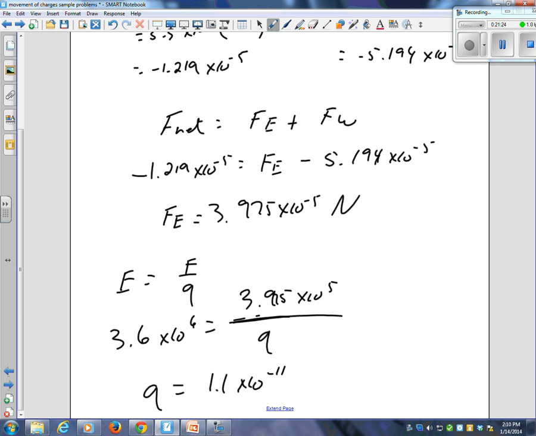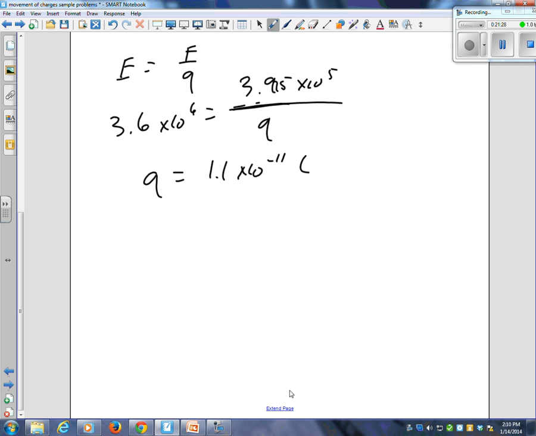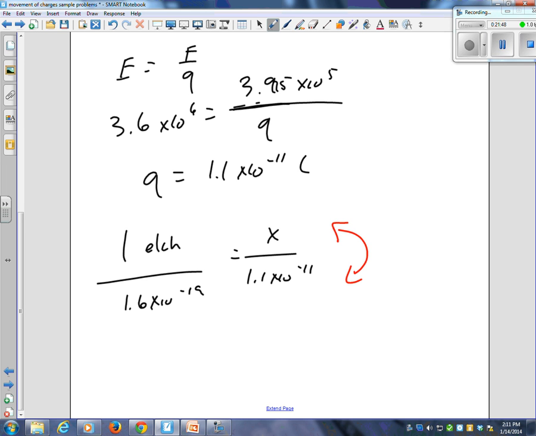1.1 times 10 to the minus 11 coulombs. Yes. And then you go 1 elementary charge is equal to 1.6 times 10 to the minus 19 coulombs. So X elementary charges is 1.1 times 10 to the minus 11. Does it matter whether you put the elementary charges on the top or the coulombs on the bottom? It does not.